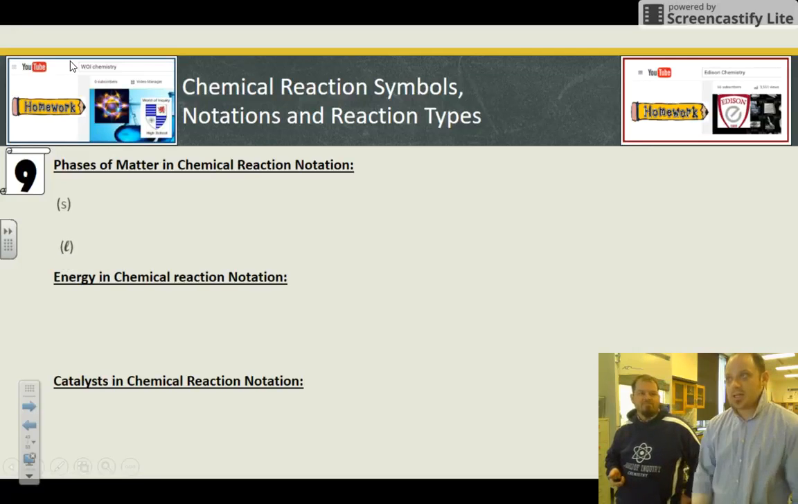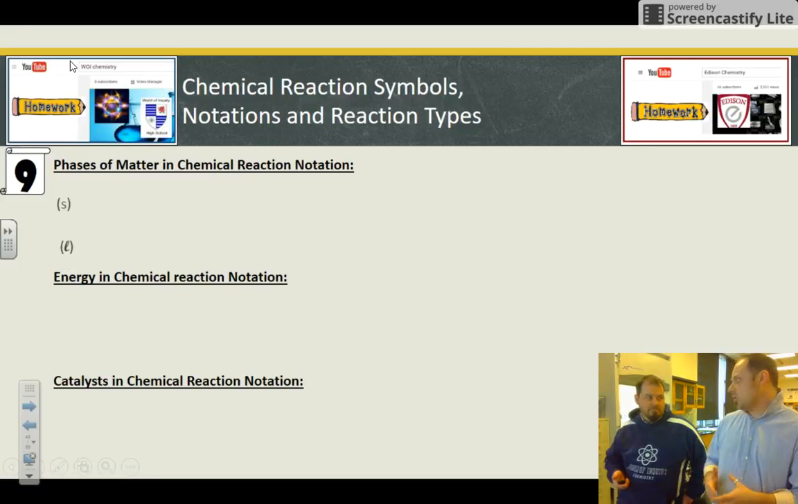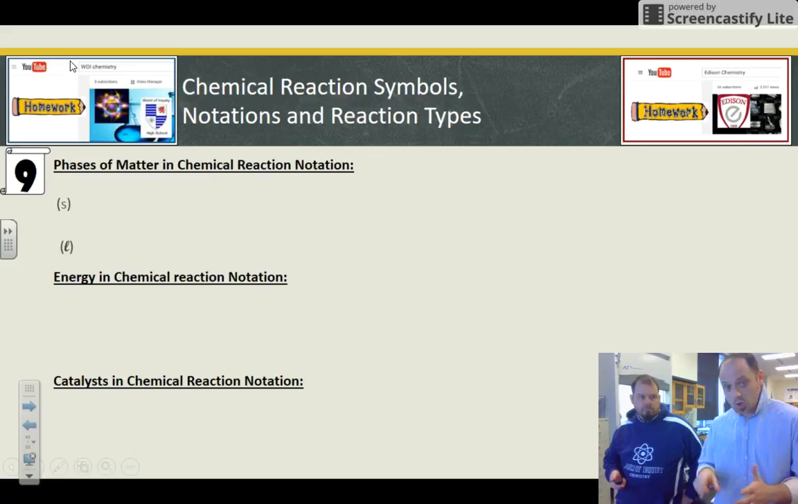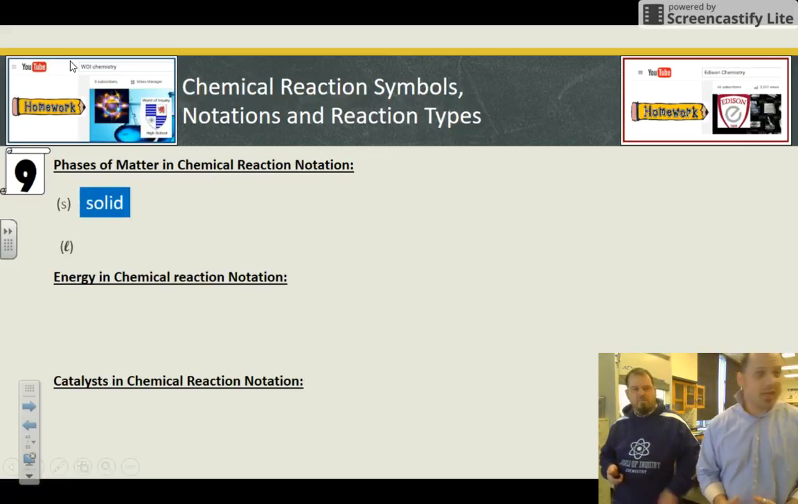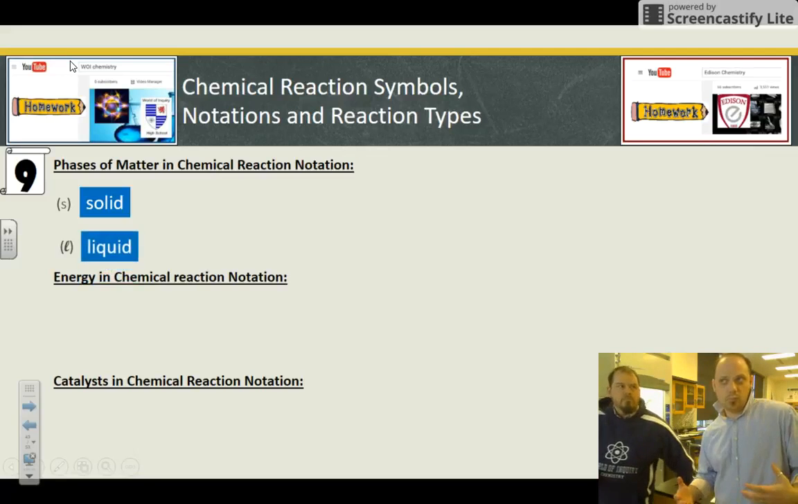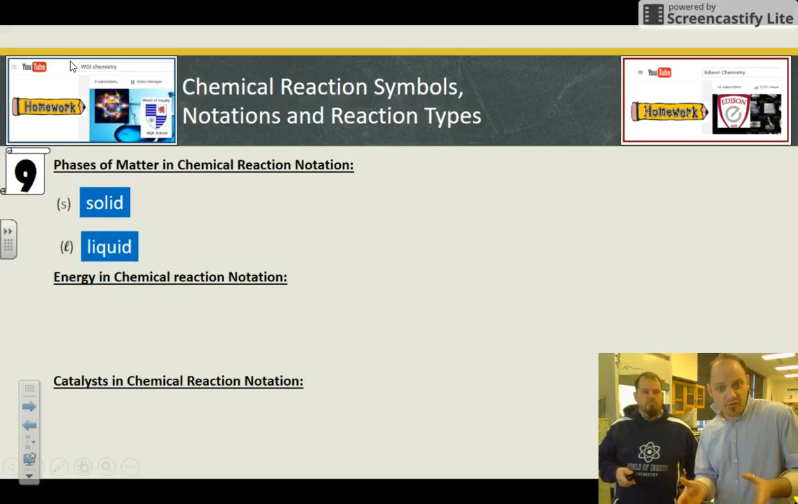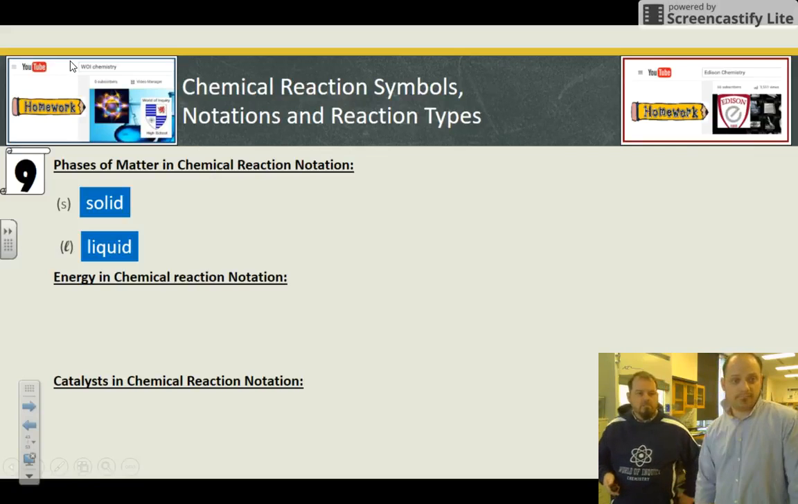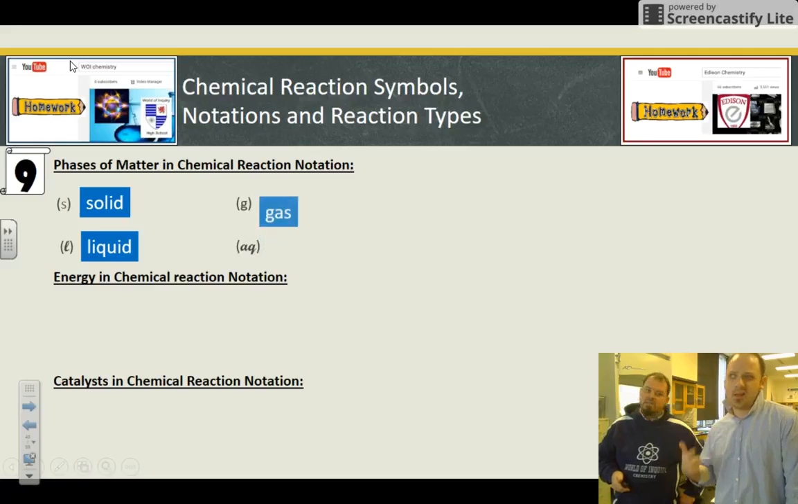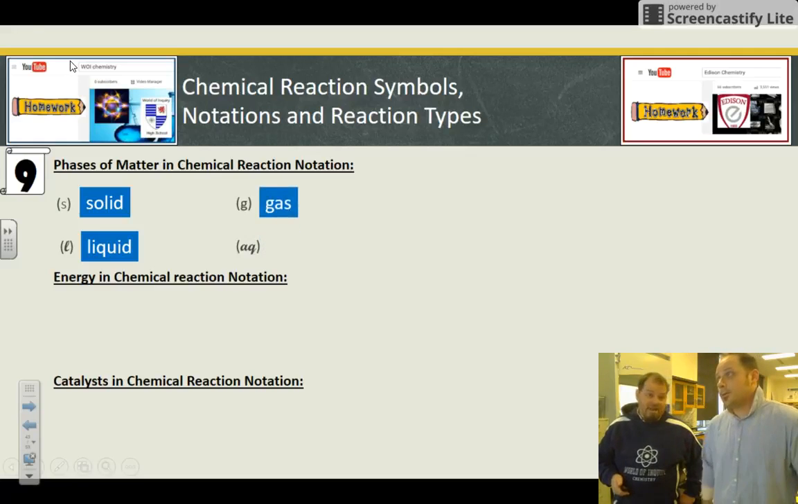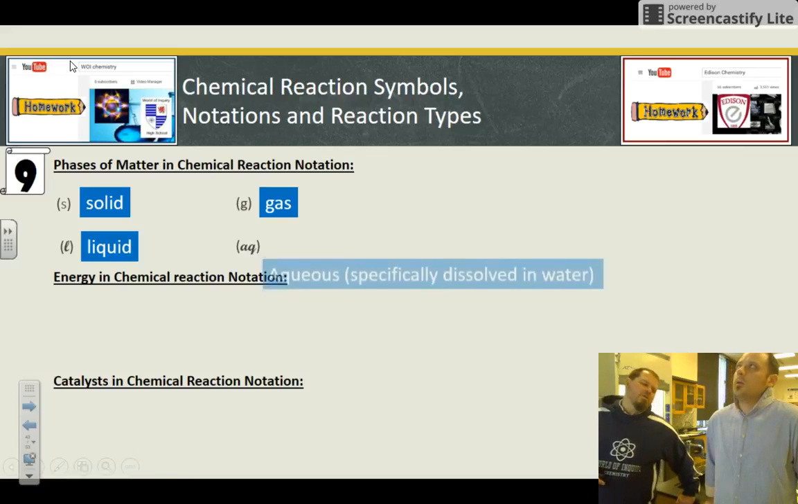Phases of matter. Here we go. These notations are usually shown in script, like cursive style. S means solid. So if there's an S in parentheses after a material, it means that it's a solid version of it. L is for liquid. You will usually see these too. G would tell us not solid, not liquid, but gas. Gas, and not grams. Specifically gas.